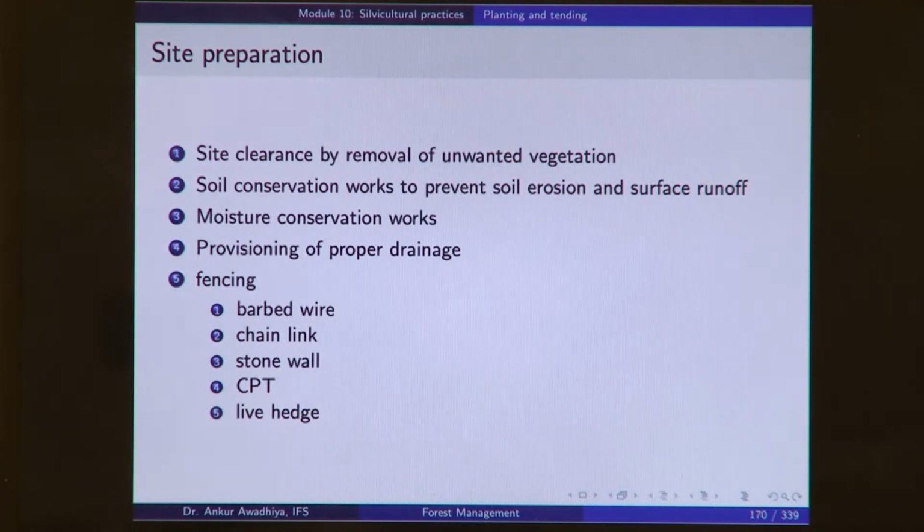Then site preparation is done by clearing of the site, and the unwanted vegetation is removed. Soil conservation works are done to prevent soil erosion and surface runoff, moisture conservation works are done, provisioning of proper drainage is done, and fencing is done through barbed wire fencing, chain link fencing, stone wall fencing, CPT, which is a cattle proof trench, and also live hedging.